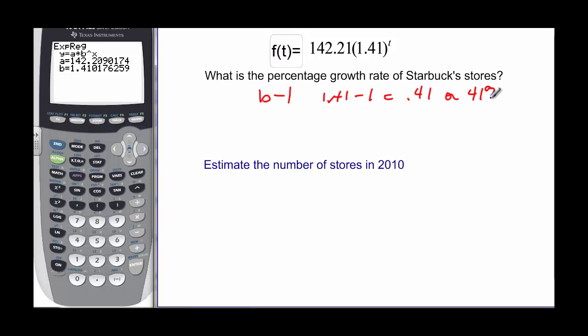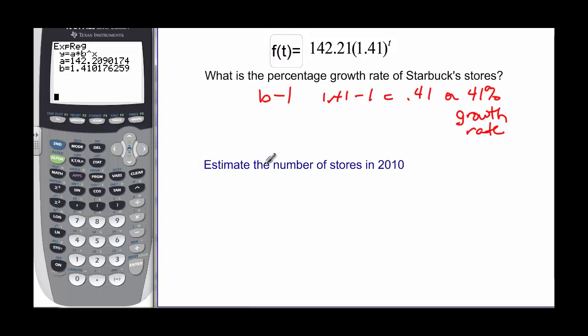If this had been a decay, I would have had 1 minus the b. This b minus 1 would have been switched around, and it would be 1 minus b, so that I can get a number, because I start with a number that's smaller than 1. If I subtract that number from 1, I should be able to find my percentage. That would be a decay.